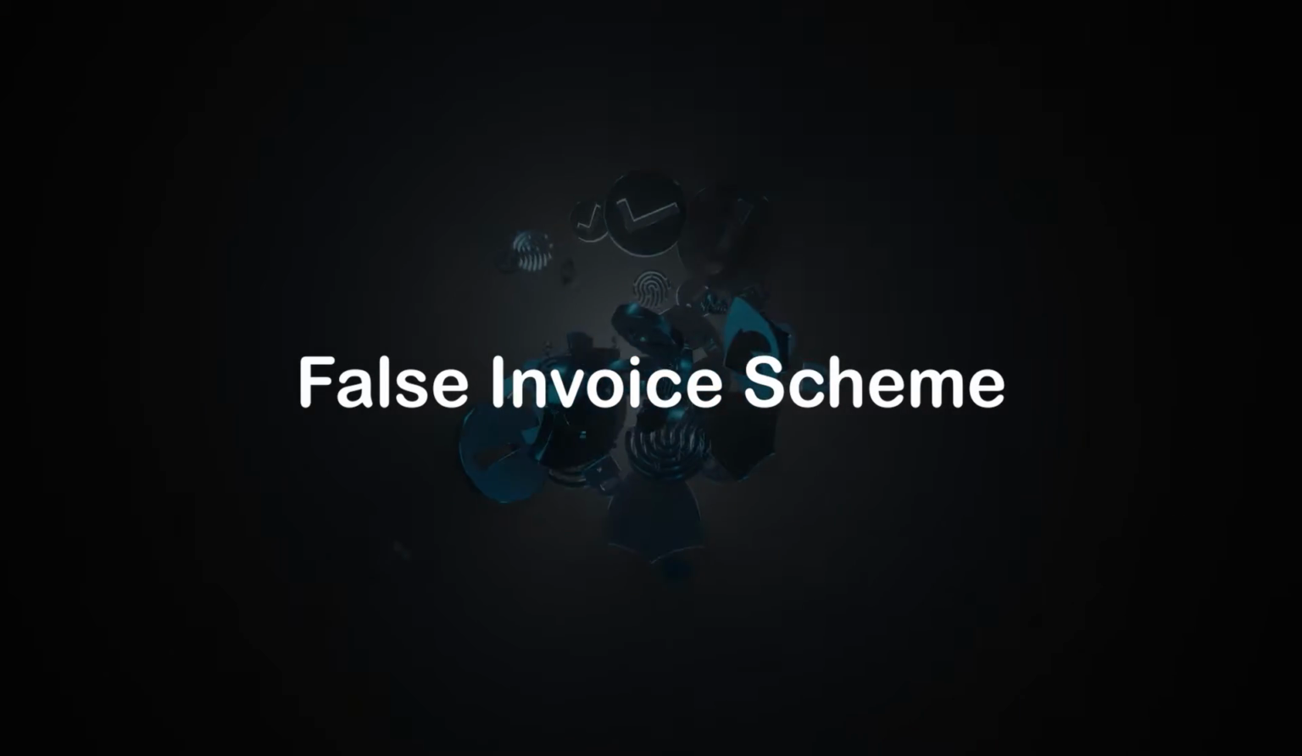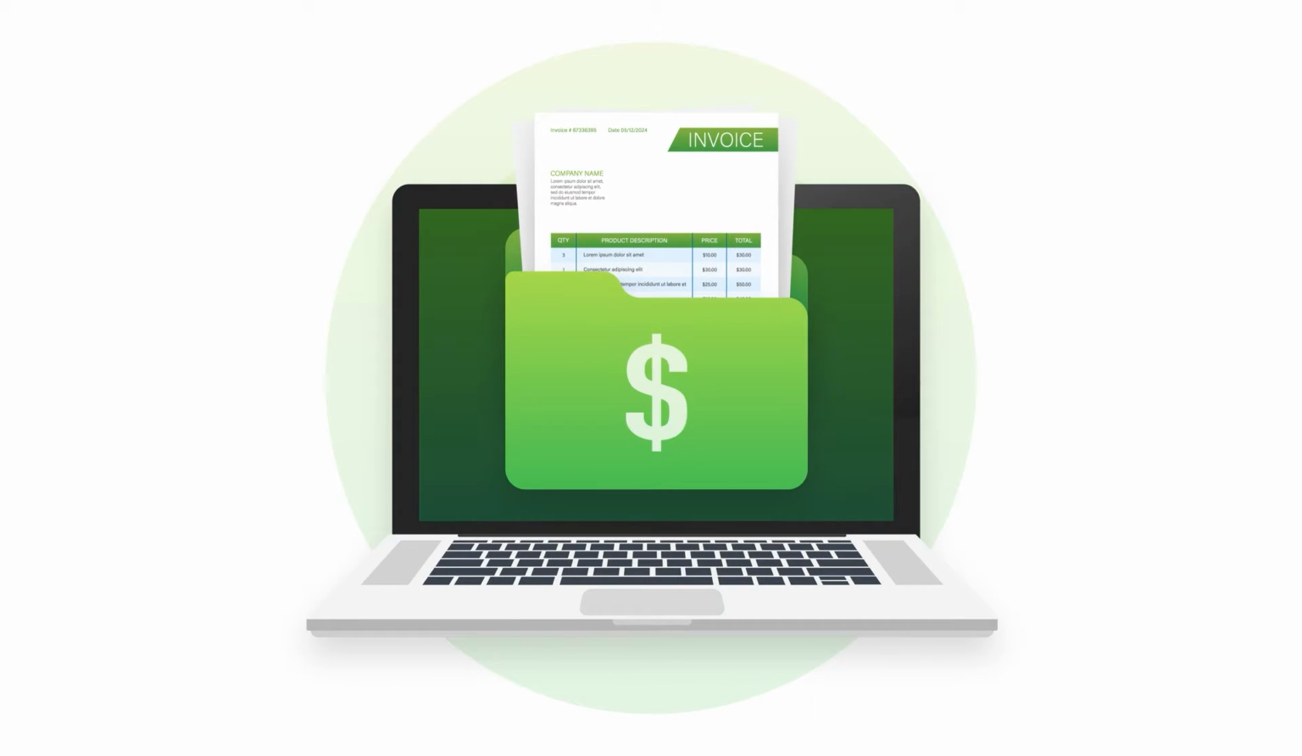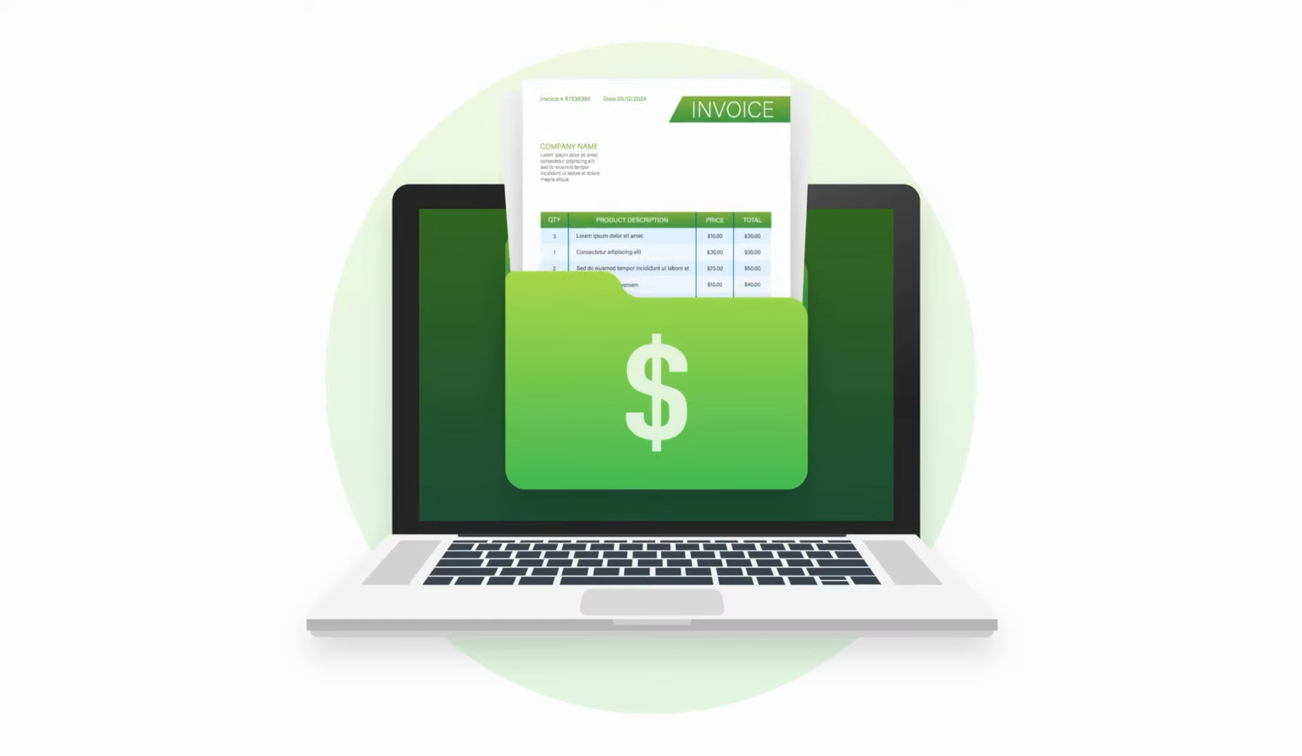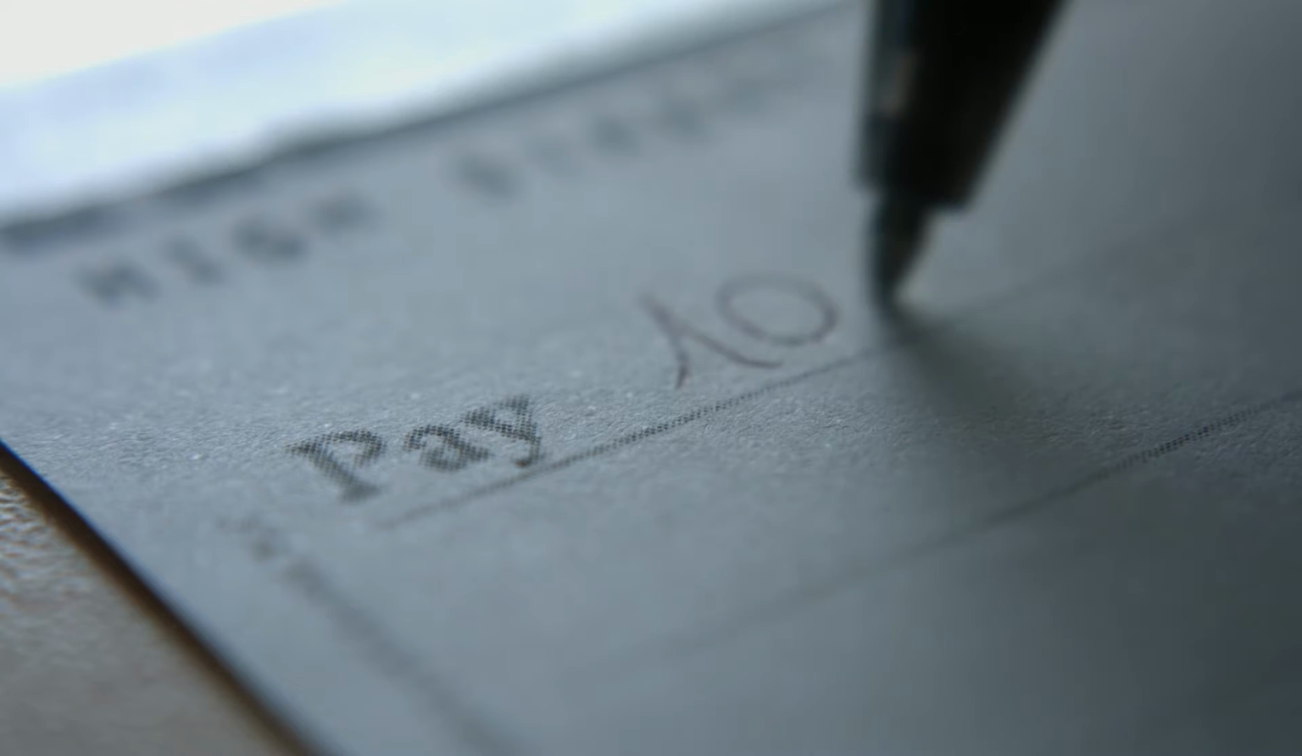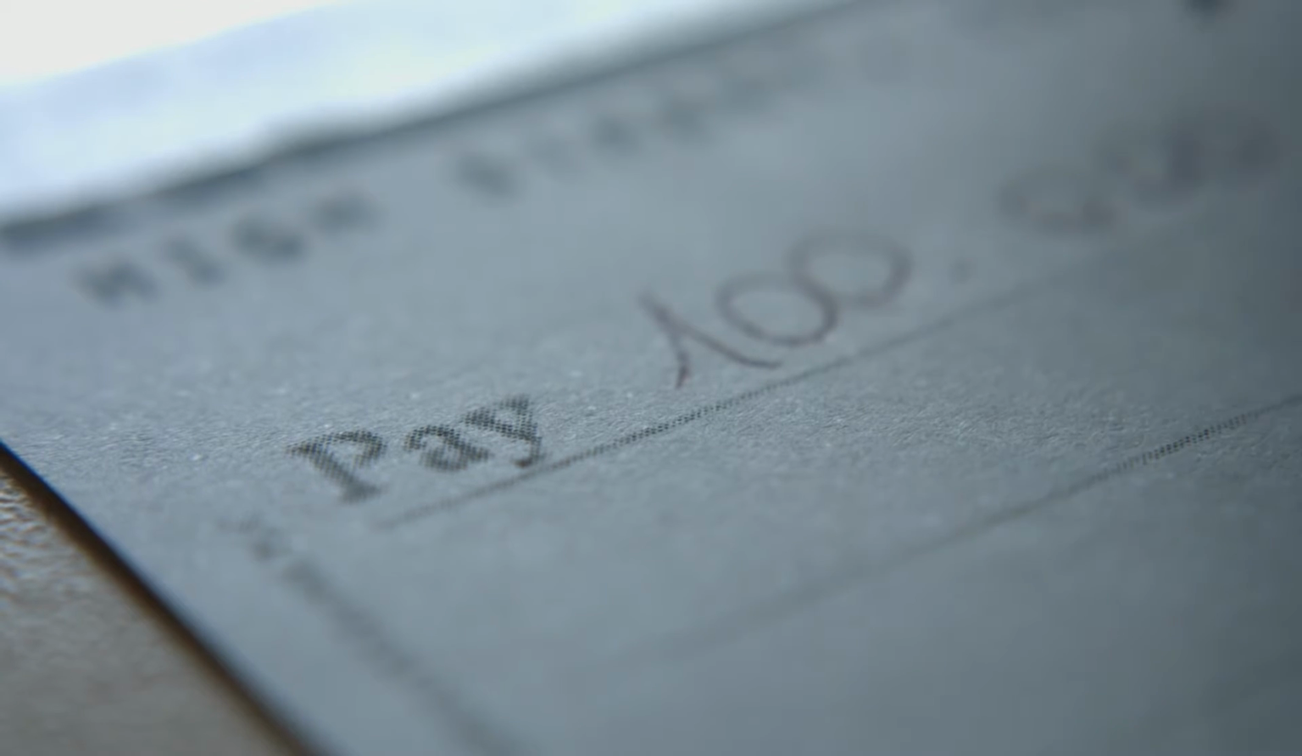False invoice scheme. Posing as a legitimate vendor your company works with, the scammer emails a fake bill, often closely resembling a real one. The account number might only be 1 digit off, or they may ask you to pay a different bank, claiming your bank is being audited.